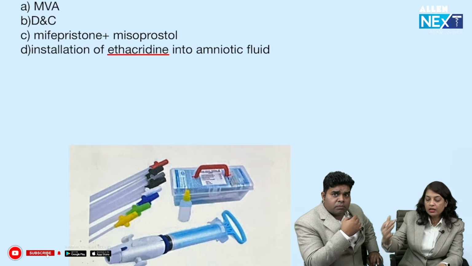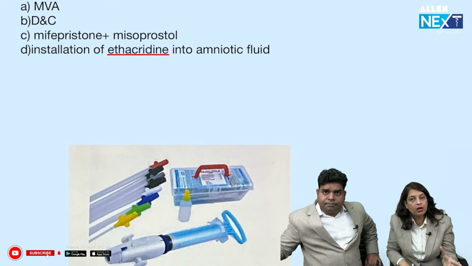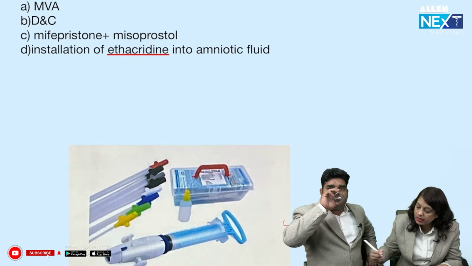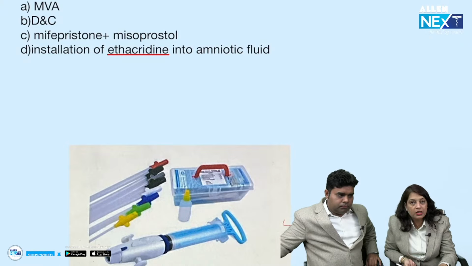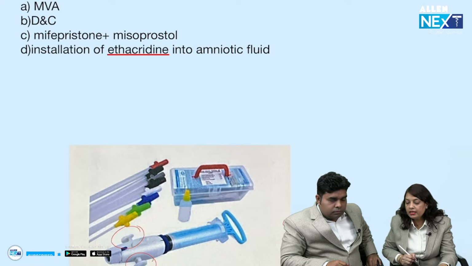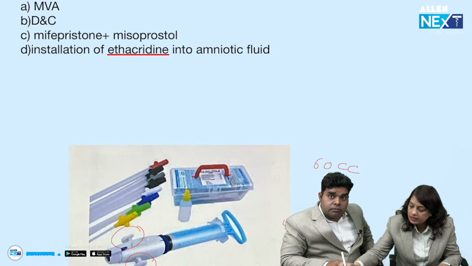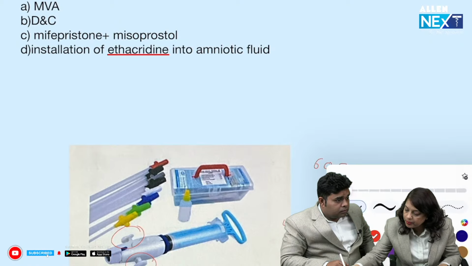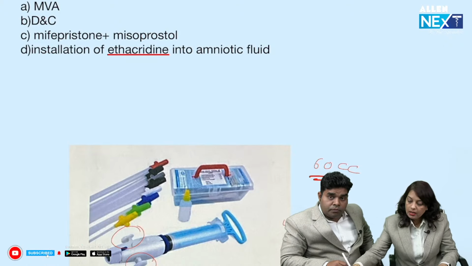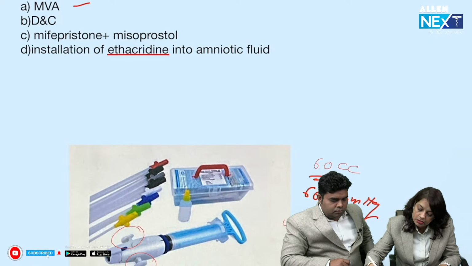ethacridine into the amniotic cavity. Where facilities are lacking, as in rural areas where electricity is not available, manual vacuum aspiration is used. And how to identify it? It has a 2 valve system, and the capacity is 60 cc. The pressure generated by this is 66 millimeters of mercury. So this has been used.